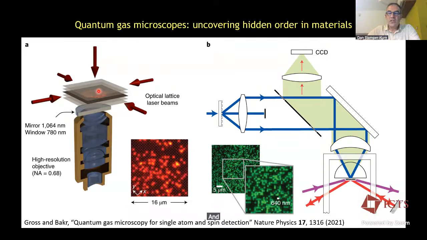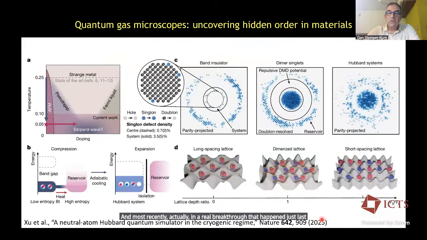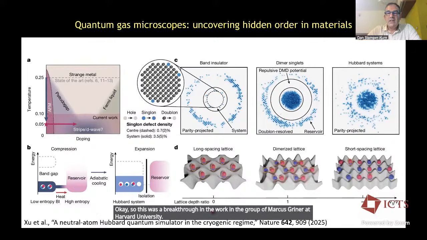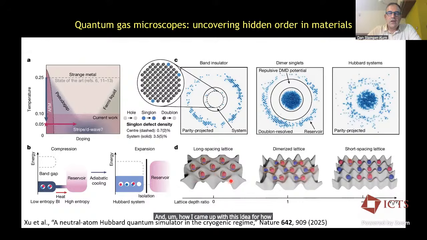And most recently, in a real breakthrough that happened just last year, people have learned how to make the gases inside of these quantum gas microscopes very much colder. This was a breakthrough in the group of Markus Greiner at Harvard University, who came up with this idea for how to first put atoms in a lattice that had few sites, and then adiabatically transition the system into a lattice that has many sites. In doing so, they keep the gas very, very cold, but allow more physics to happen. And the physics that should happen is summarized by this diagram over here.